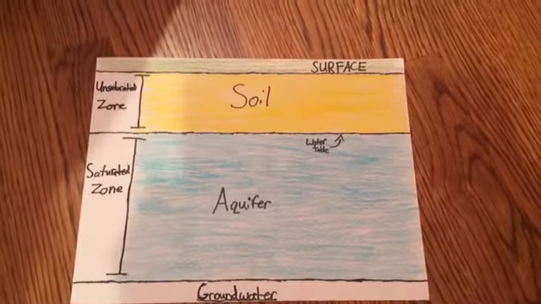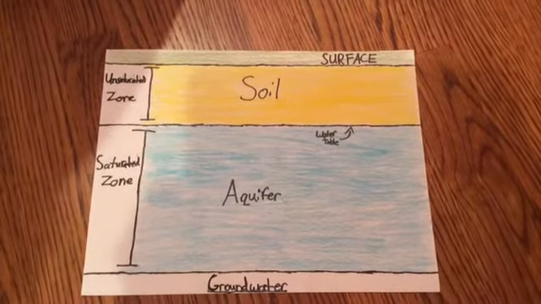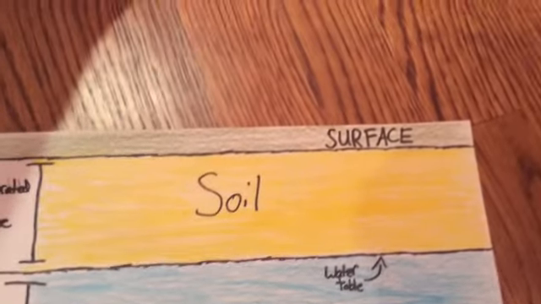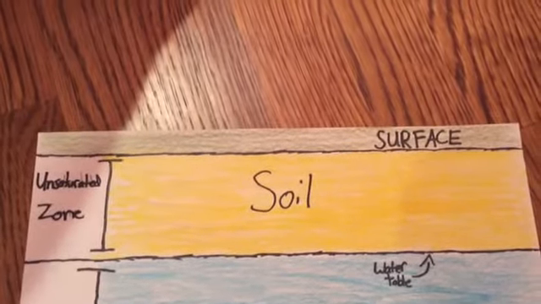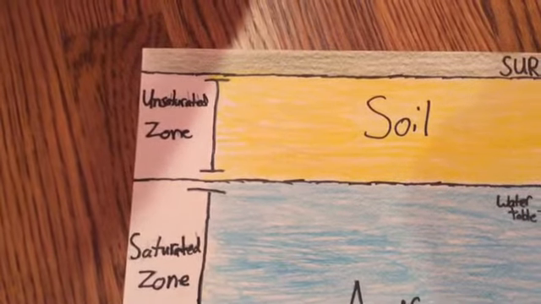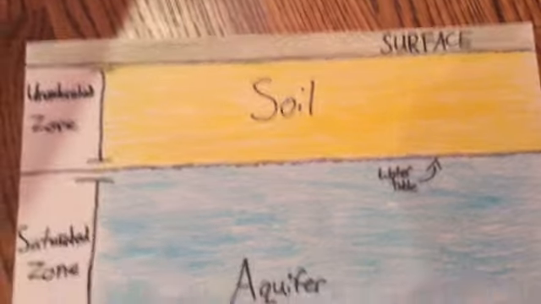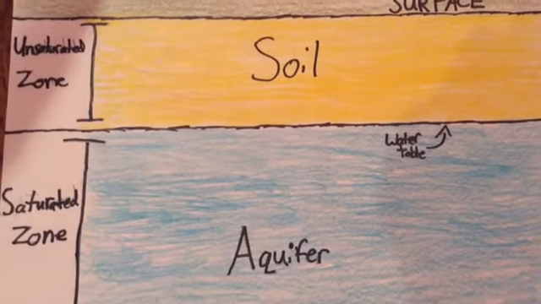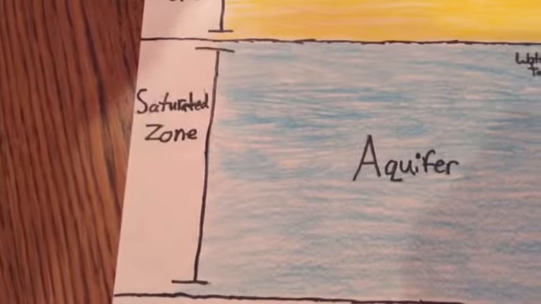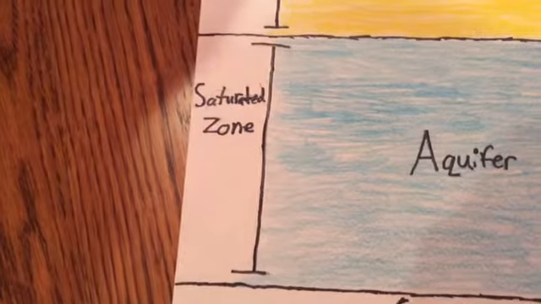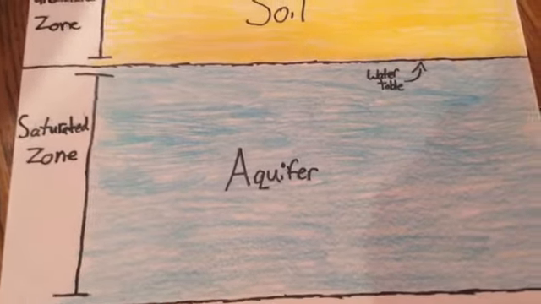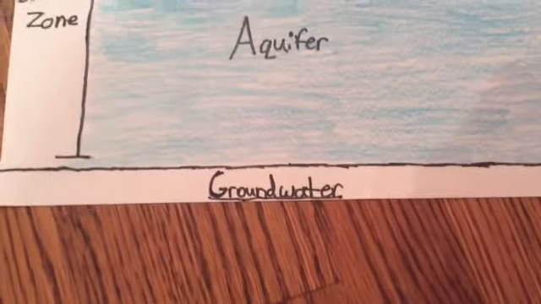This is my drawing of groundwater. As you can see, it is separated into sections. Up here is the top section, or the surface, the land that we walk on, which goes down to the unsaturated zone, or the dry zone, which is made up of soil. The water table, the next section, separates the soil from the aquifer. Which brings me to our next point. The saturated zone, or the moist zone, is made up of the aquifer, which cleans the water. And here's my title, groundwater.